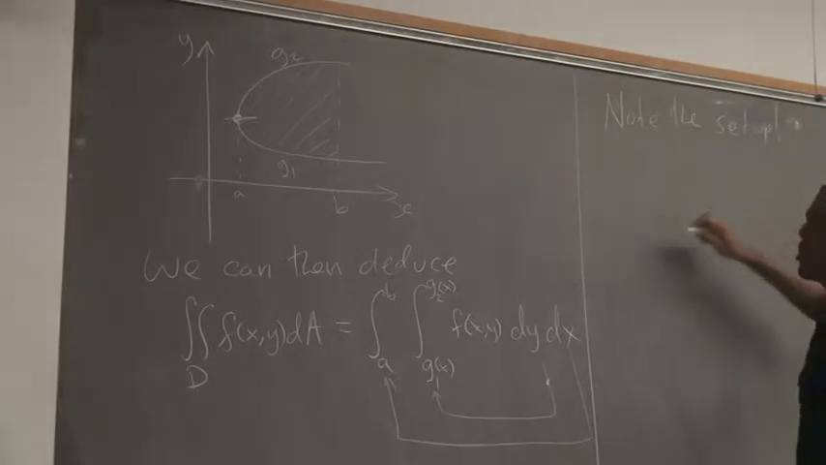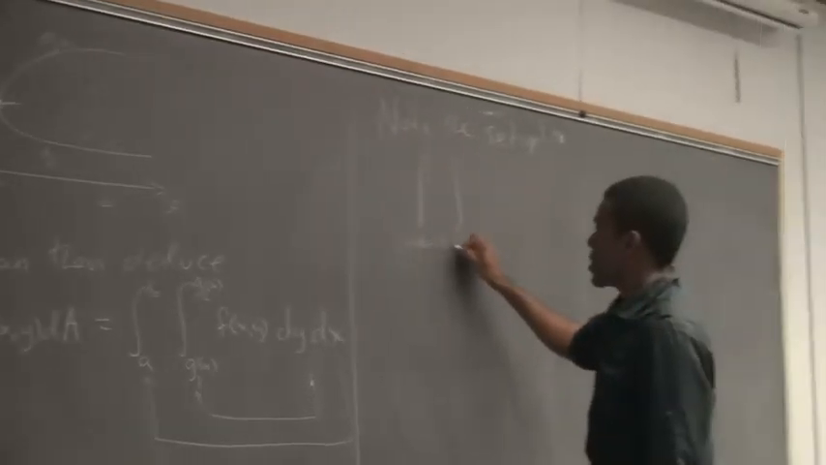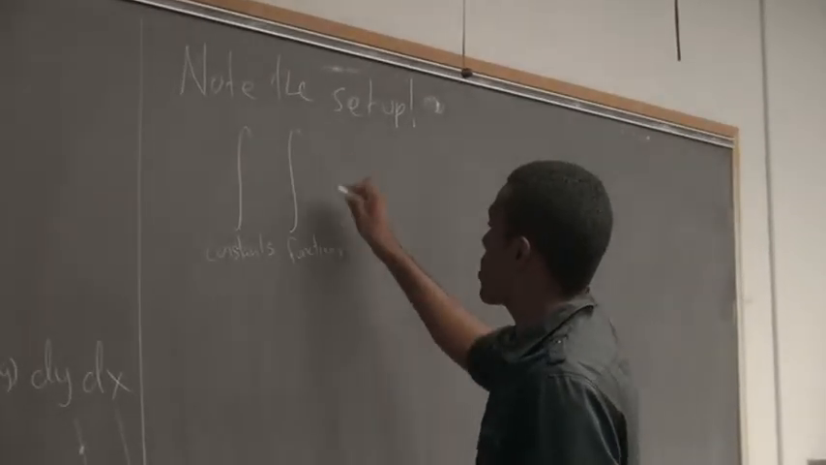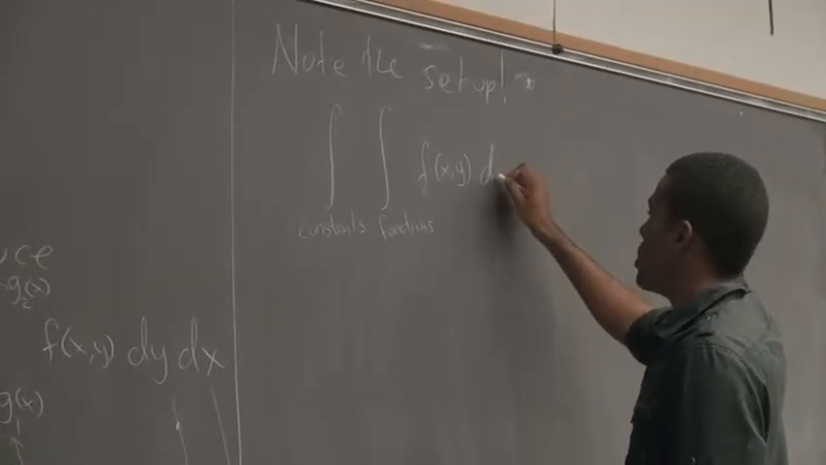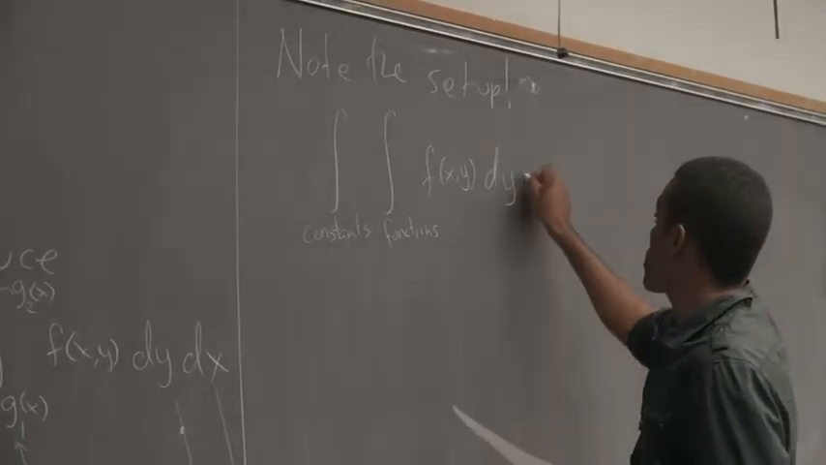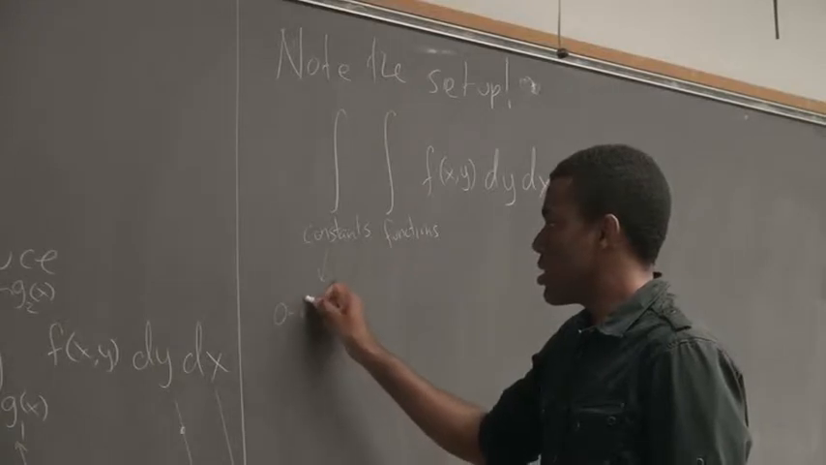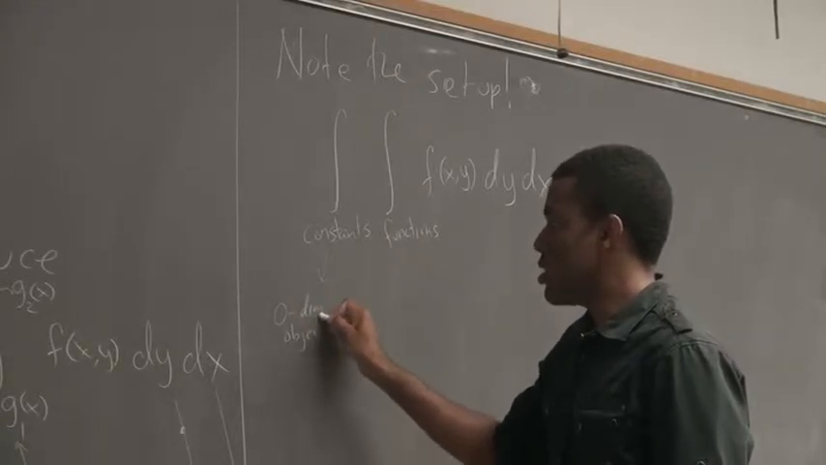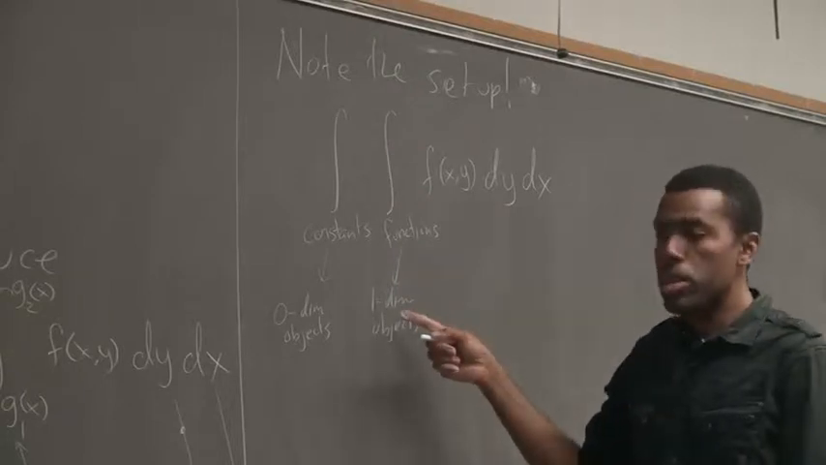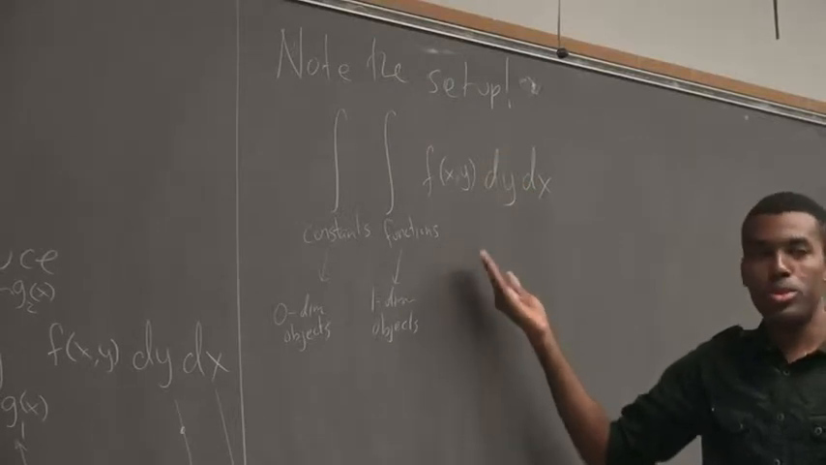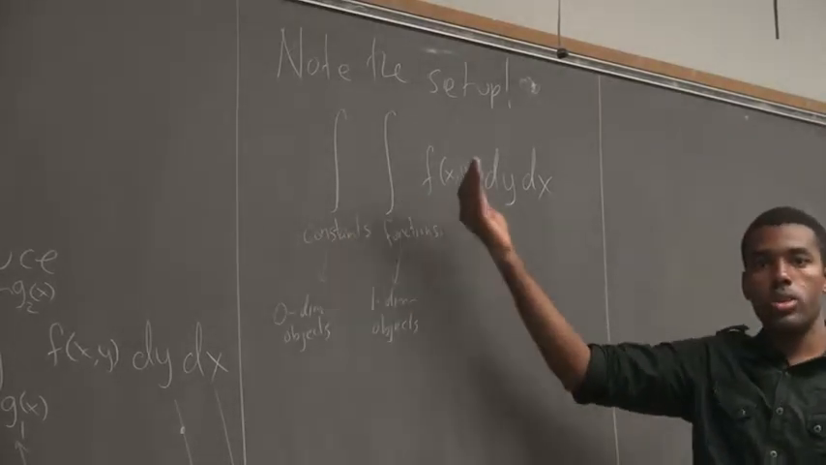I mentioned this before, but note the setup of how things work. You always will have constants on the outside, functions on the inside. Here you'd have zero-dimensional objects. Here you'd have one-dimensional objects, which can be described by single variable functions. If you had a third integral, you'd have two-dimensional objects, which are surfaces, described by two variable functions, etc. So you always start with constants on the outside, and you increase the variables as you go in.